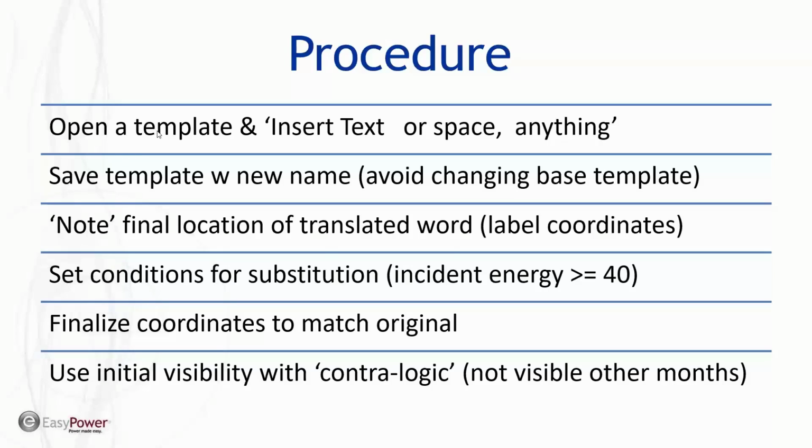So basically what you're going to see is creating a new template. We're going to locate the final translation of something that we're going to put on the label, and then set conditions for substitution, finalize coordinates as we match the original, and then as the last step, which has a potential for not making the text that we've just entered visible in a certain condition, be able to make sure we have it in the right place before we make it disappear. So all that stuff, as you start to do this, it'll make more sense as we go along.